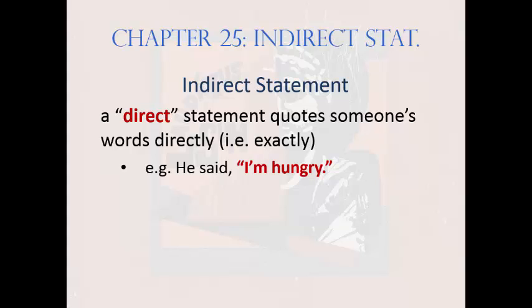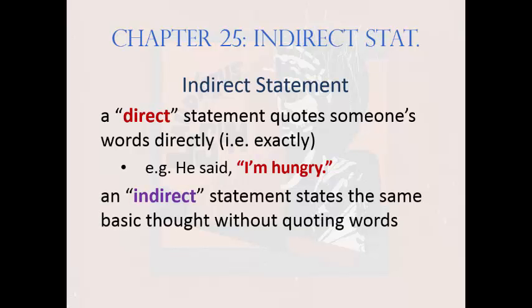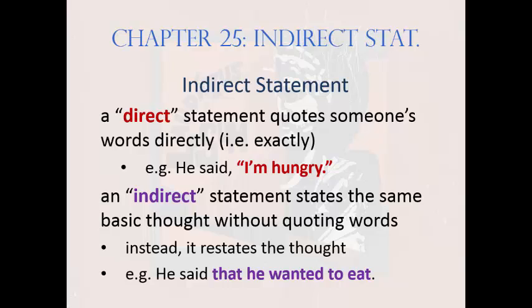That's a direct quote. An indirect statement expresses the same idea, but doesn't use the actual words in which it was originally stated. Instead, it reframes the thought in different words. For example, he said that he wanted to eat. Wanting to eat is the same general thing as being hungry, but "I want to eat" were not his exact words. "I'm hungry" were his exact words. So, that he wanted to eat is indirect statement.